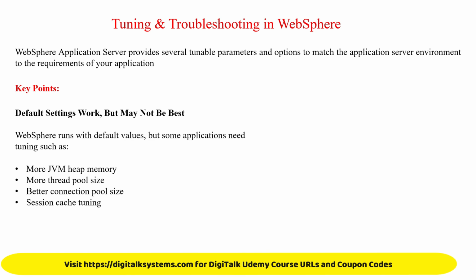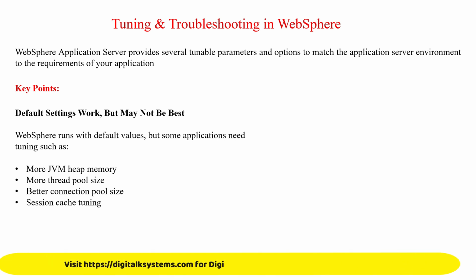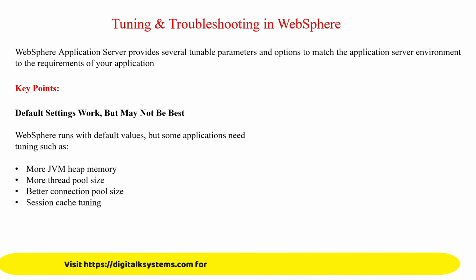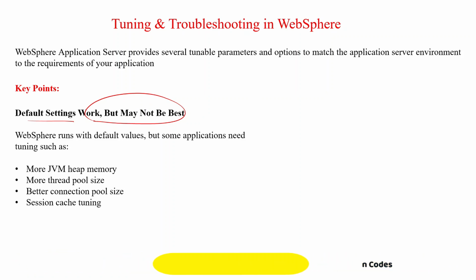If I talk about the key points: default settings work but may not be the best. If we are not doing any tuning, we just install WebSphere and start using it. There is a certain set of initial values that is already configured, but those values may not be the best for your environment. As I said, we have a different kind of load in each and every environment. Production load may be very high, the non-production may be very low, so the parameters may not be suitable across all the environments. So default settings may not work for you, so you have to tune those values specifically for your production environment.